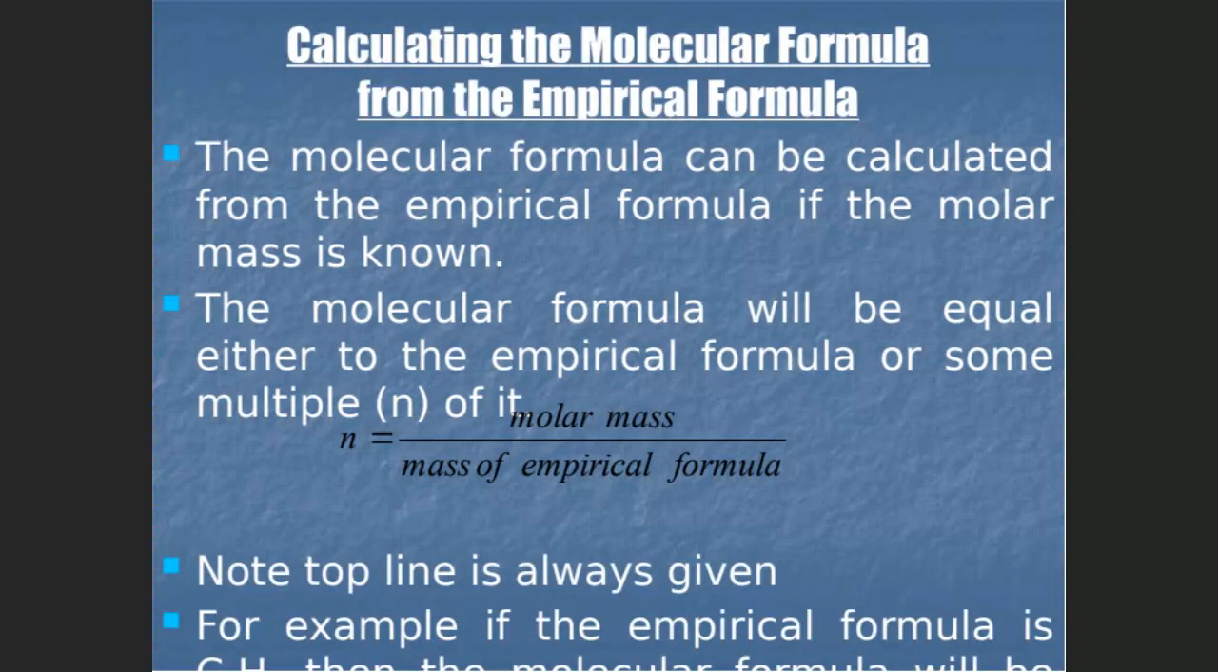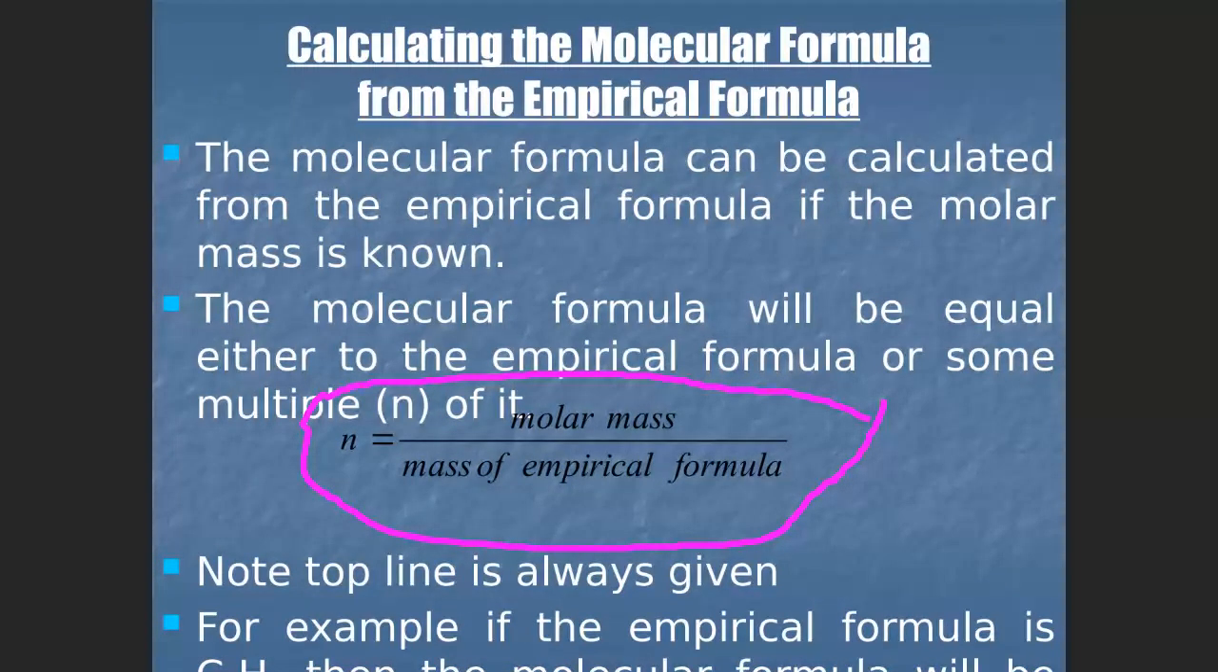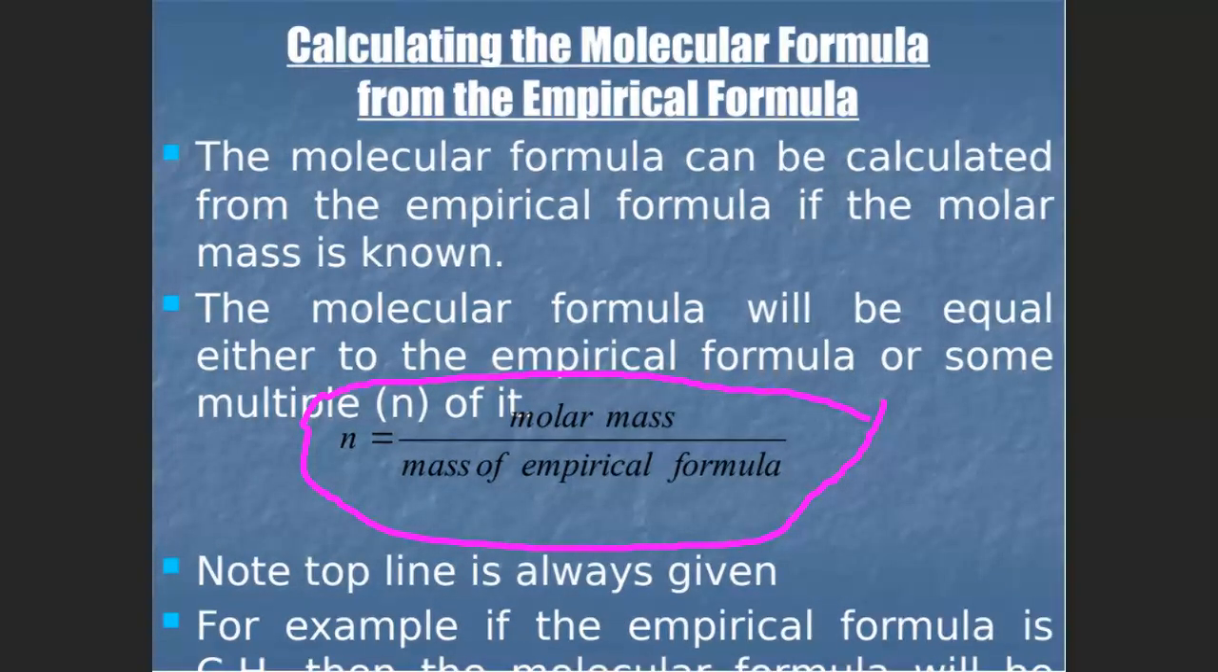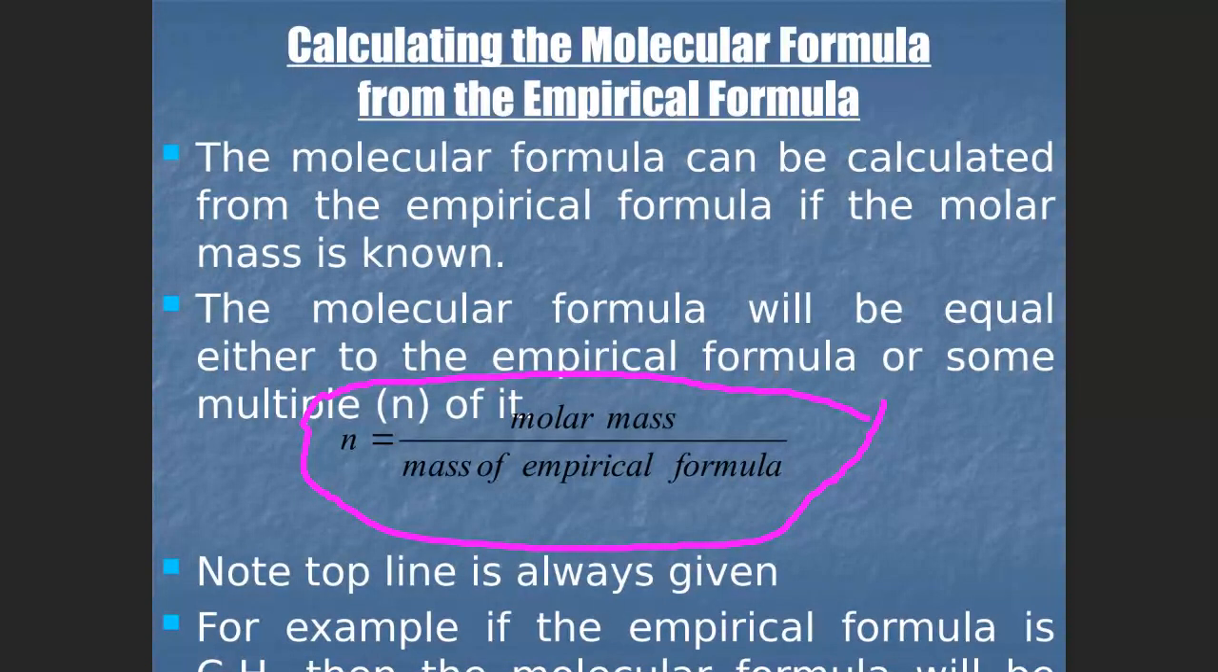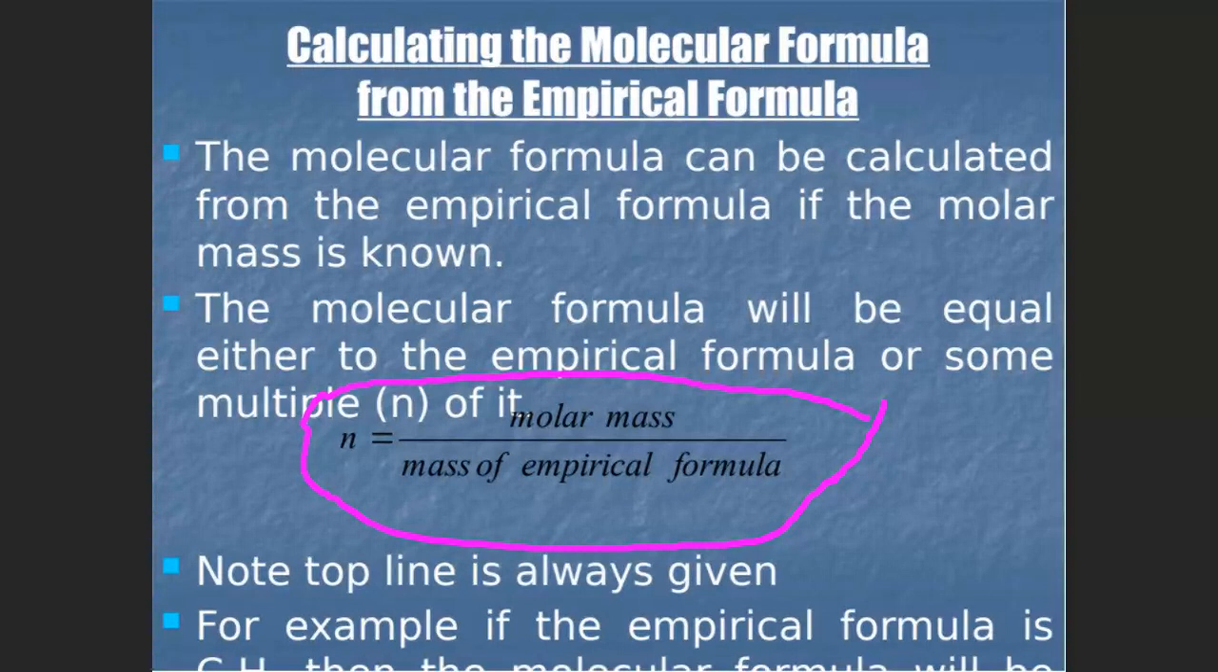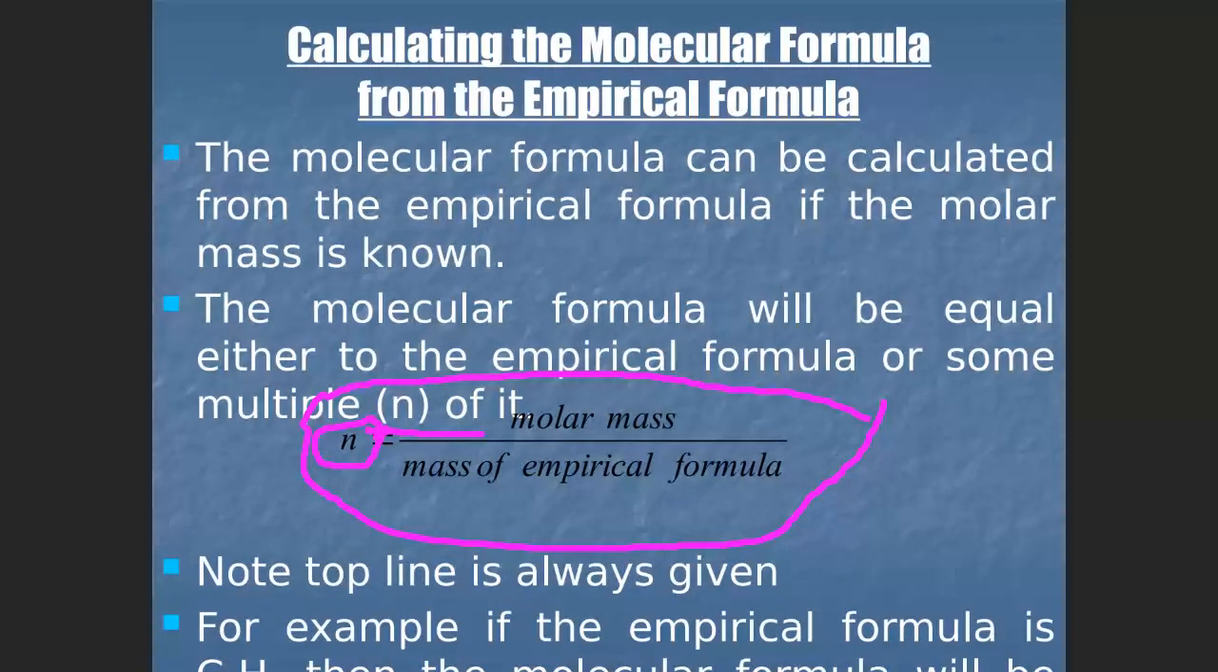Molecular formula can be calculated. This is the rule: n equals molar mass divided by mass of empirical formula. So that means ultimately you need the empirical formula for calculating the molecular formula. The molecular formula will be equal either to the empirical formula or a multiple n of it. As I said, sometimes the empirical formula is the final one, but we have to go through it to see whether it is the exact formula or not.